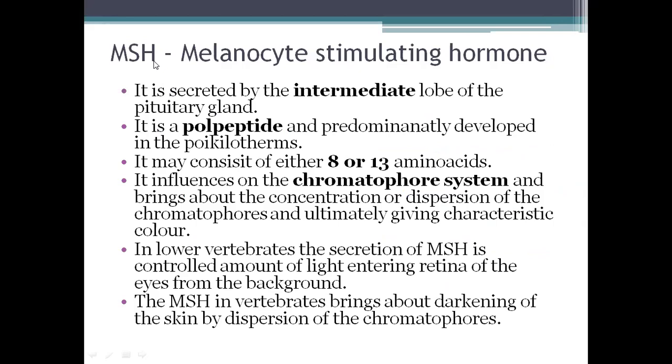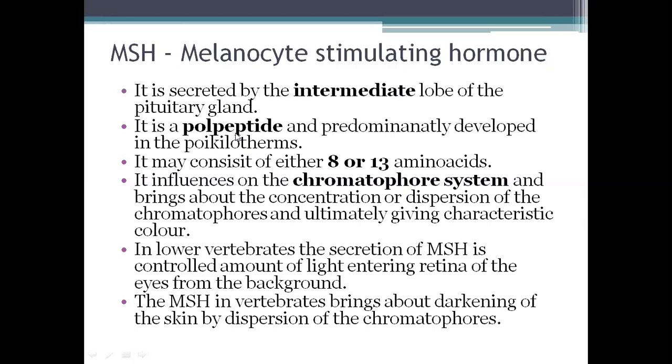Now, the next hormone after the gonadotrophins, FSH and LH, the next important hormone produced by the pituitary gland is the melanocyte stimulating hormone. It is secreted by the intermediate lobe of the pituitary gland. Till now, what we have seen, these hormones were produced by the anterior lobe of the pituitary, the adenohypophysis. Now, the MSH is produced by the intermediate lobe of the pituitary gland.